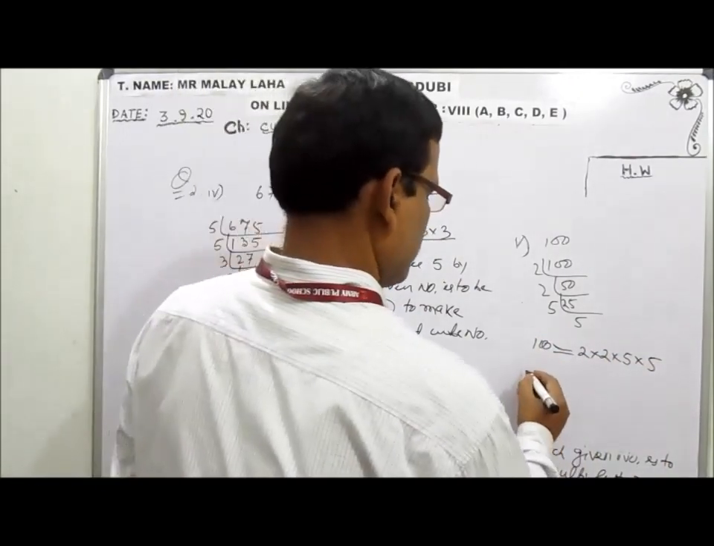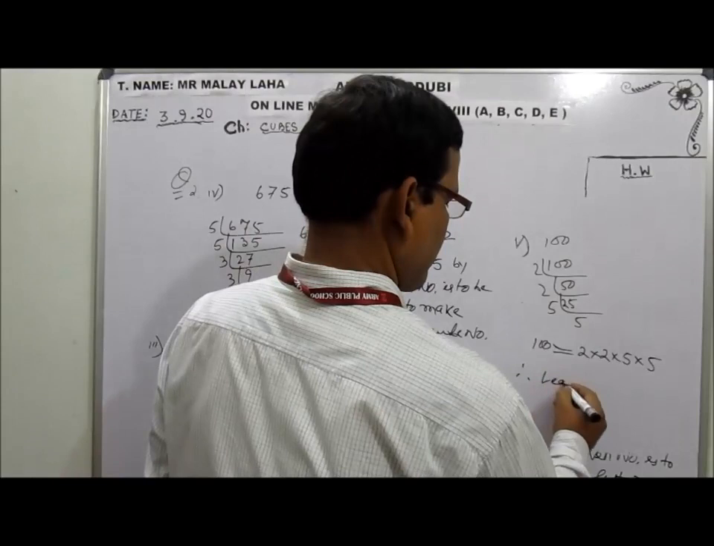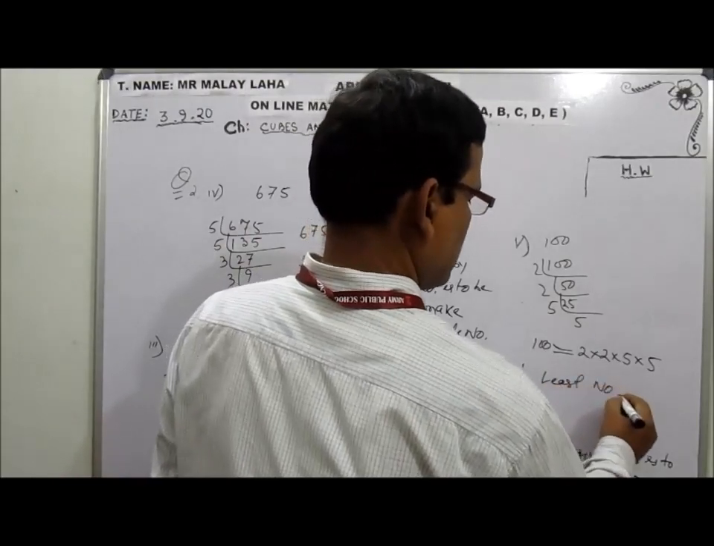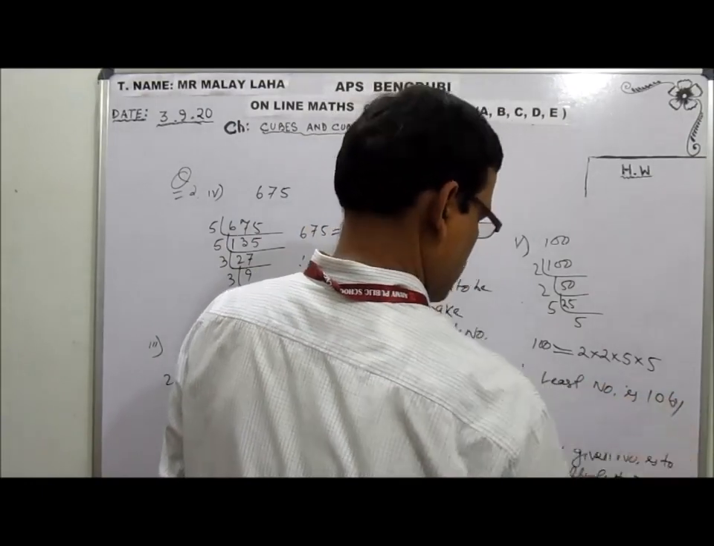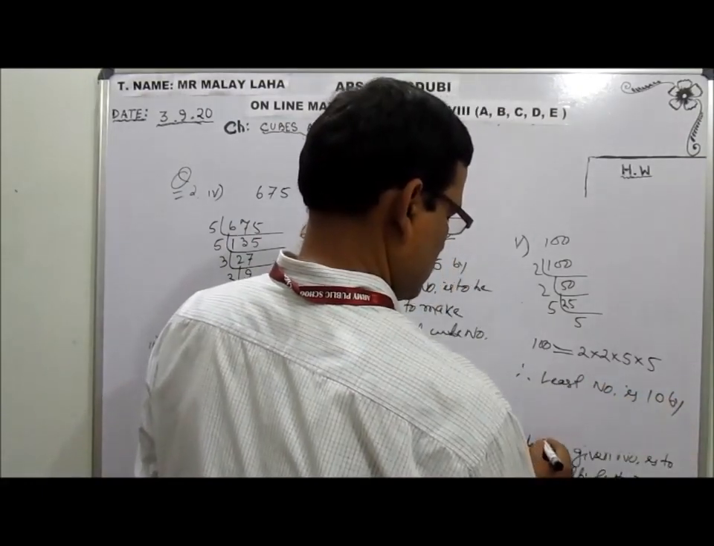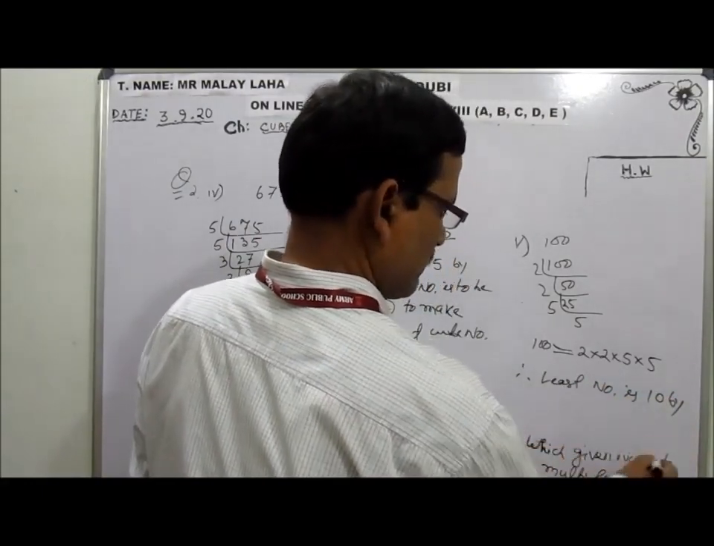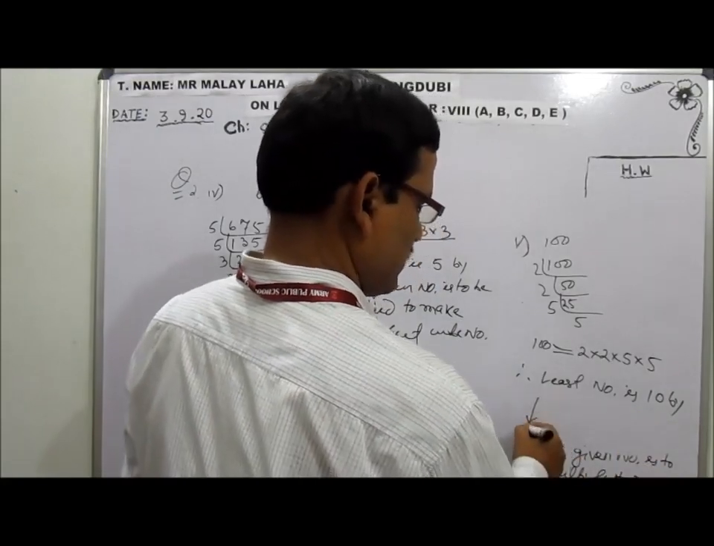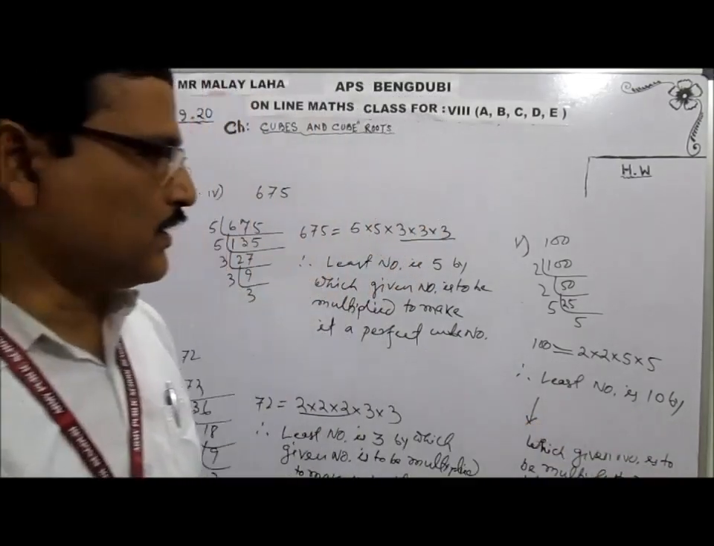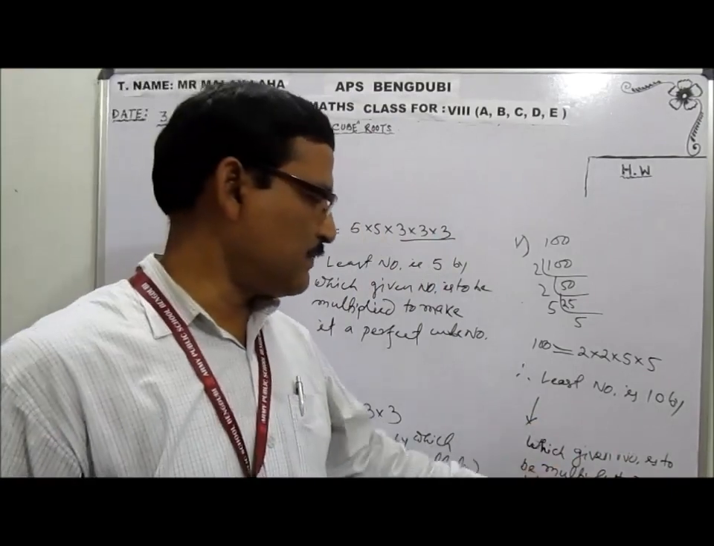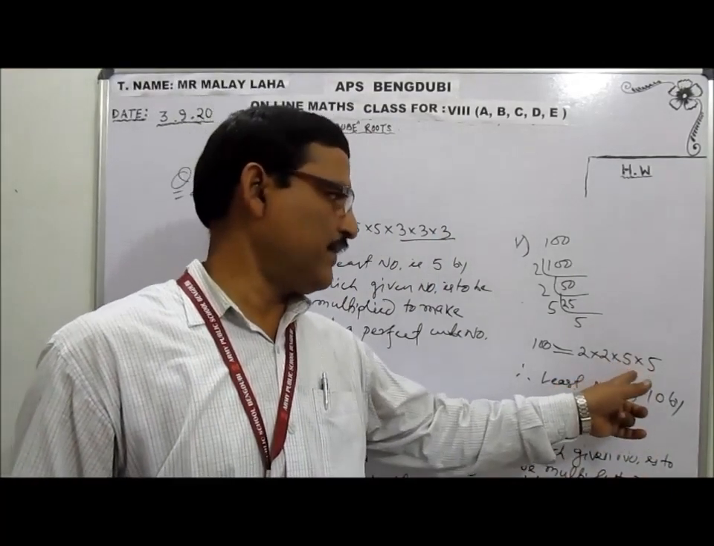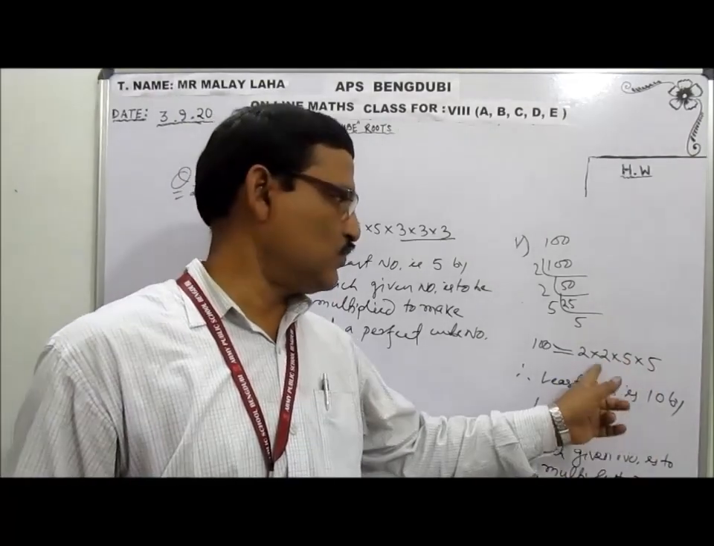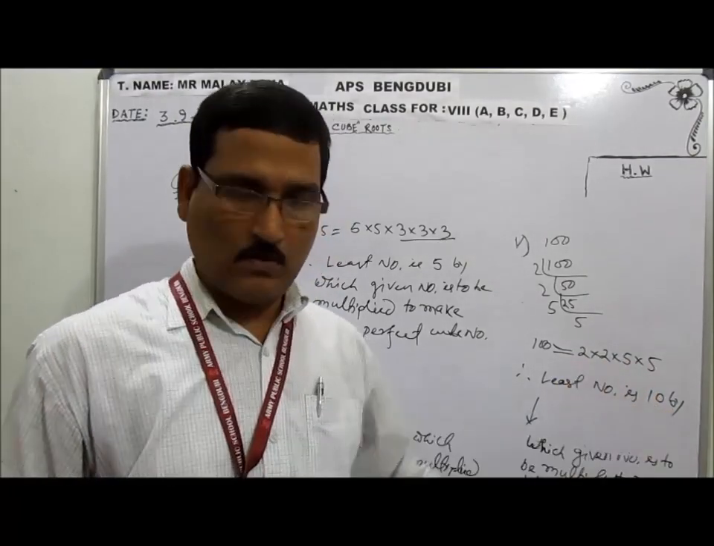Therefore the least number is 10, by which the given number is to be multiplied. Then you write down this part: by which the given number is to be multiplied to make it a perfect cube. I need one 2 and one 5, so to make it a perfect cube, the 2 fives are 10.